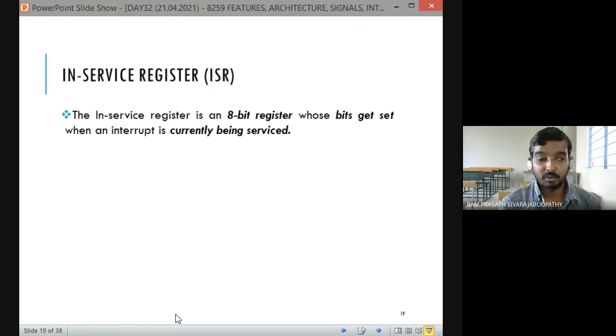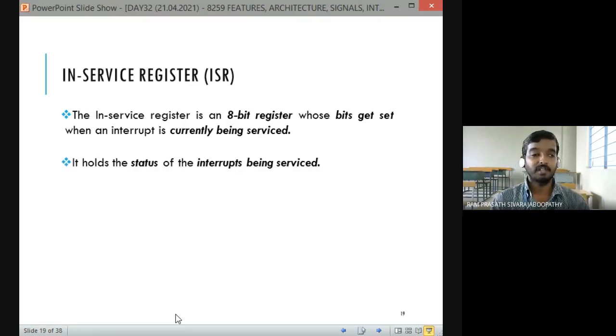So already I have told you, the corresponding bit of each interrupt is going to be set when it is currently being serviced. If a service is currently going on, then its ISR bit is in the set condition. It holds the status of the interrupt being serviced. Okay, when will this get reset? Can you people guess? The IRR gets reset as soon as the interrupt request is accepted. Correct? When does the IRR get reset? Whether it automatically gets reset or we have to do it.